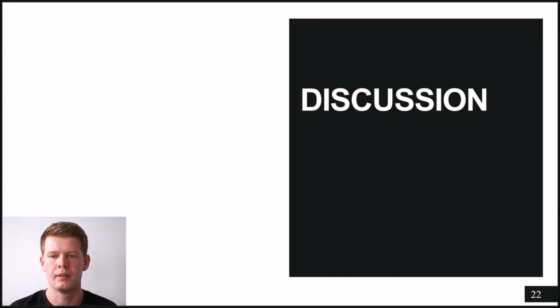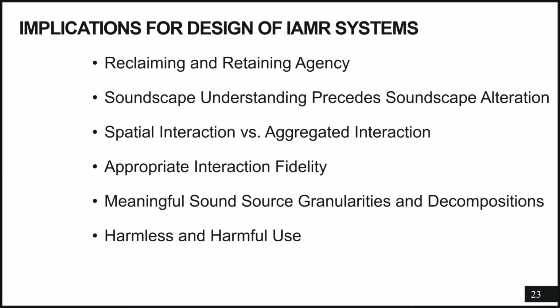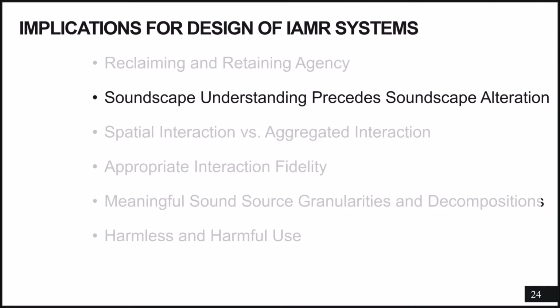So to summarize our findings, we wrote up 6 points that will help designers of such systems develop them. Let me highlight 3 of those implications for design. So first, soundscape understanding precedes soundscape alteration. That means any system aiming to allow users to alter the auditory perception has to support the user in the task of understanding the acoustic environment. This is particularly relevant for dynamic environments and environments unknown to the users. Apart from filtering sounds alone, systems should provide labeling and other functions to aid the user in understanding the current soundscape and the consequences of the alterations.